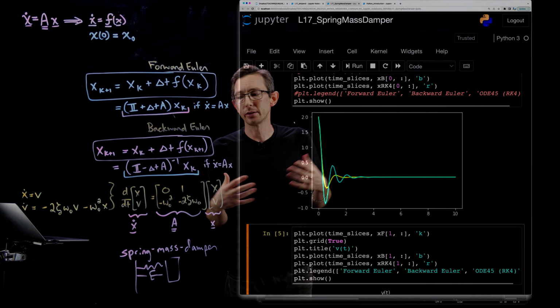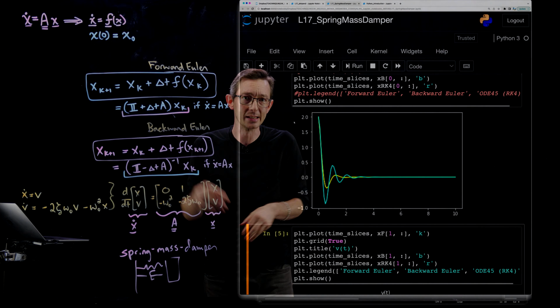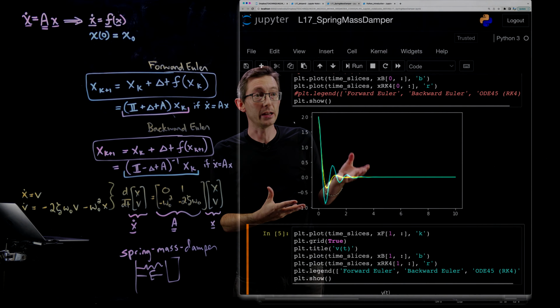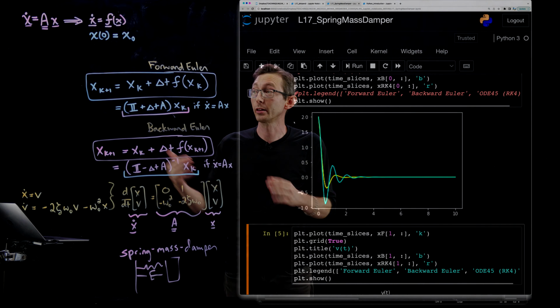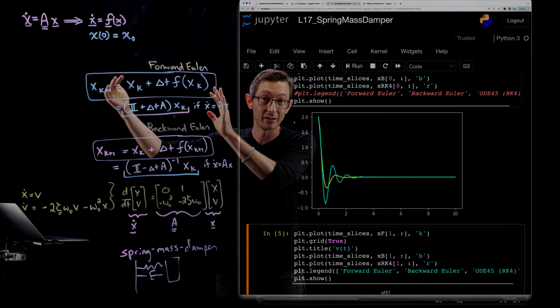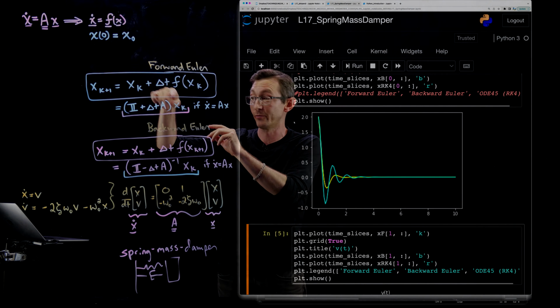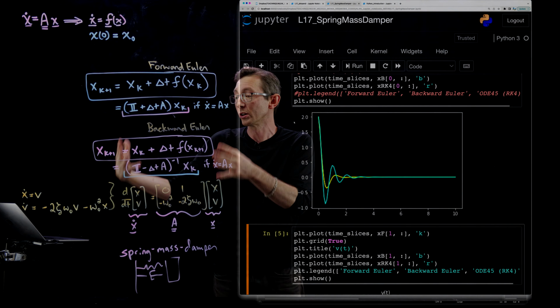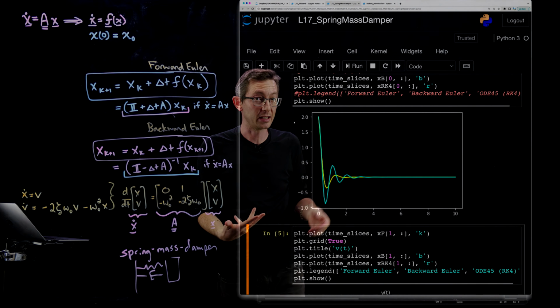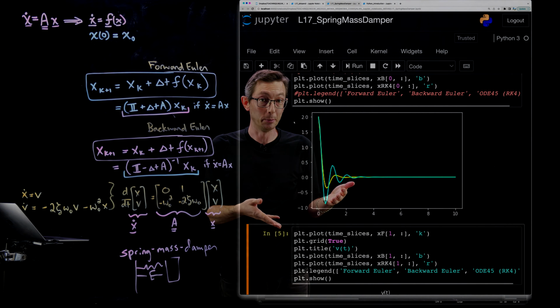So we'll understand both of those when we start looking at the eigenvalues of this. That's kind of a generic property of forward and backward Euler, is that forward Euler tends to be very finicky and unstable for even moderate delta t's, whereas backward Euler is typically much more stable. Still not that accurate, but much more stable.